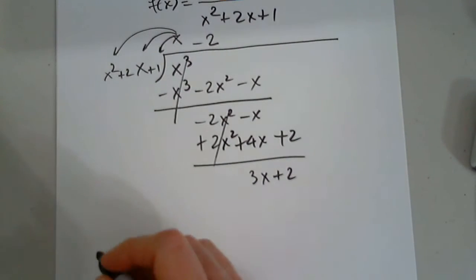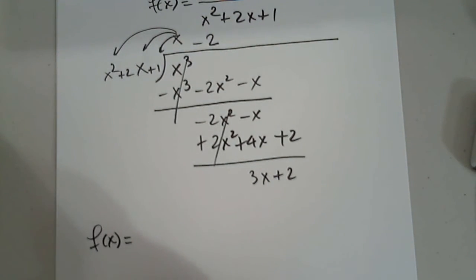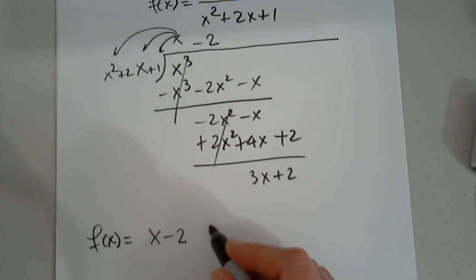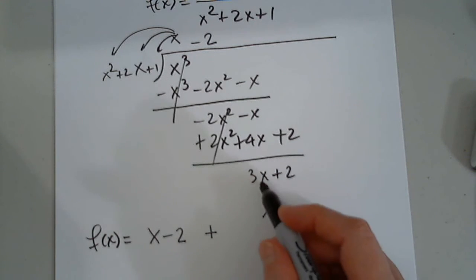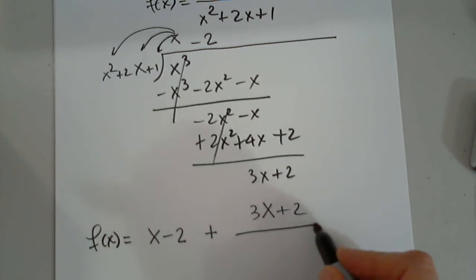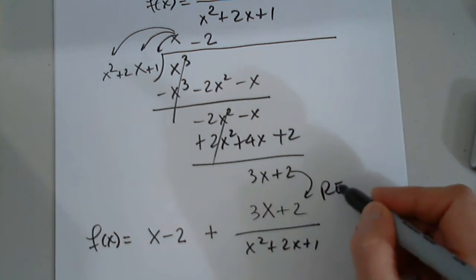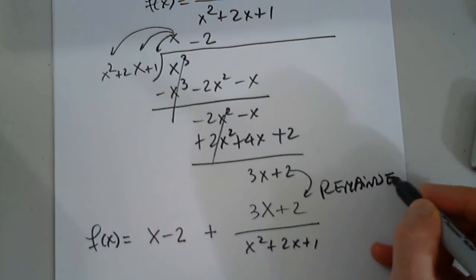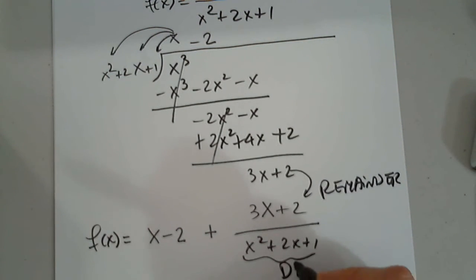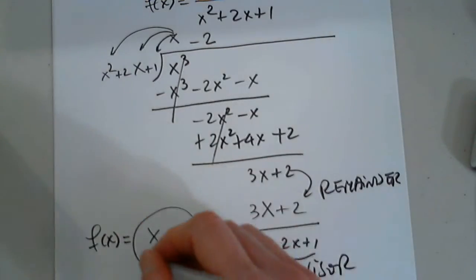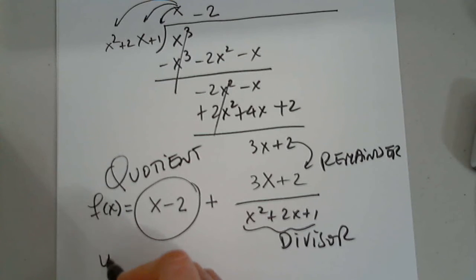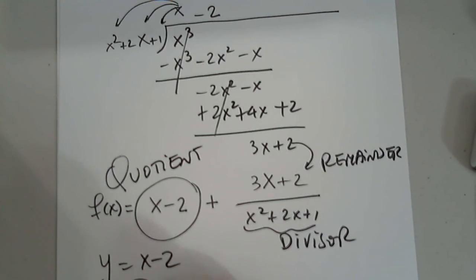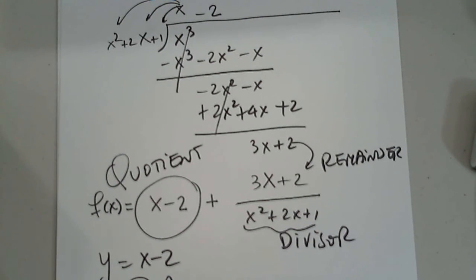So what I'm saying is, the function can be rewritten as x minus 2 plus (3x plus 2) over (x squared plus 2x plus 1). This is the remainder. This is called the divisor. This is called the quotient. Only the quotient is the slant asymptote, because this goes to 0.